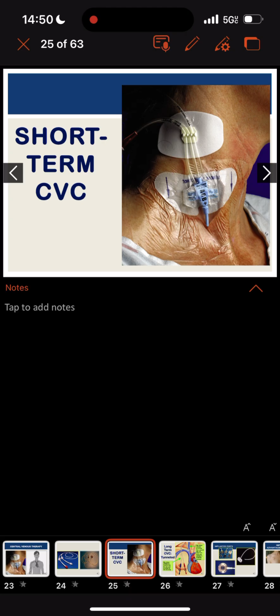You can use it for a longer period of time. A patient can keep a PICC line for a year or sometimes more, if they don't have multiple infections.